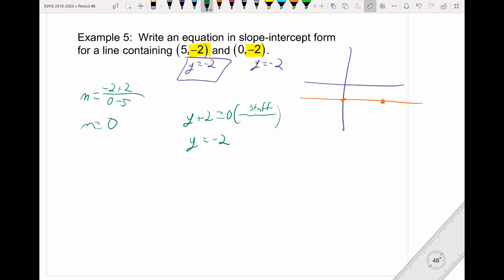0 times stuff. Can't you do that in the calculator? Yeah, you could. I'm not going to go over that right now, though.